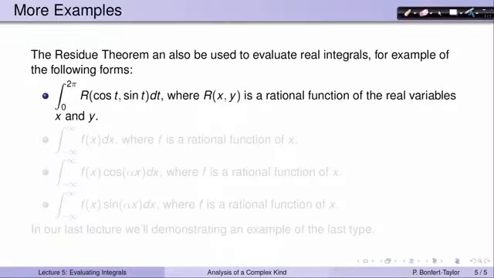So far, all the integrals we evaluated were integrals in the complex plane. The residue theorem can actually also be used to evaluate real integrals, for example, of the following forms.